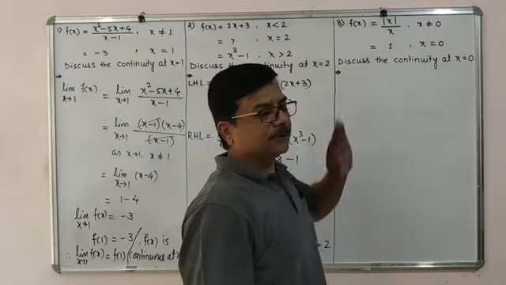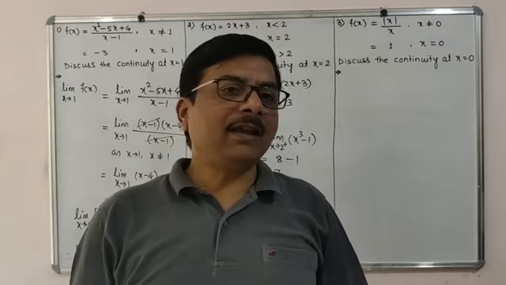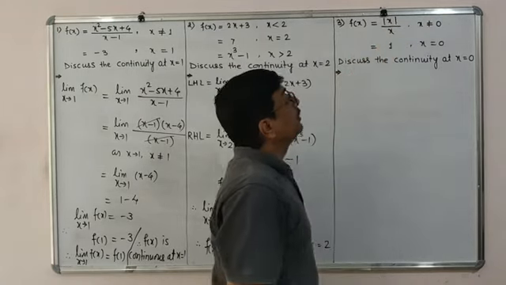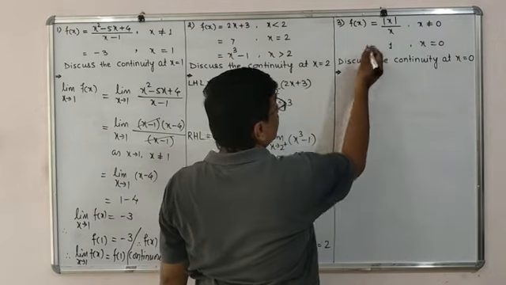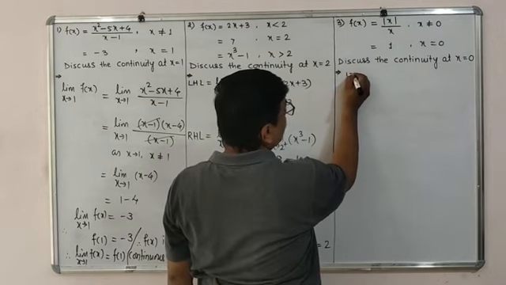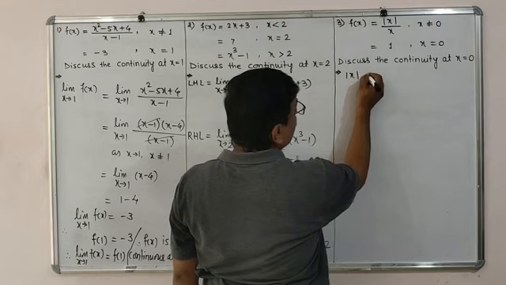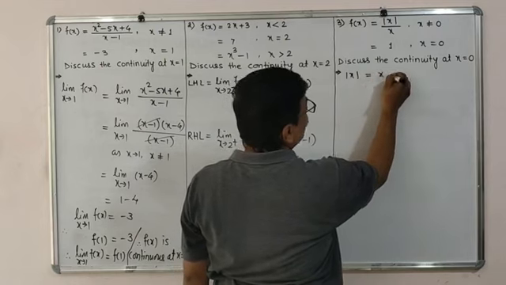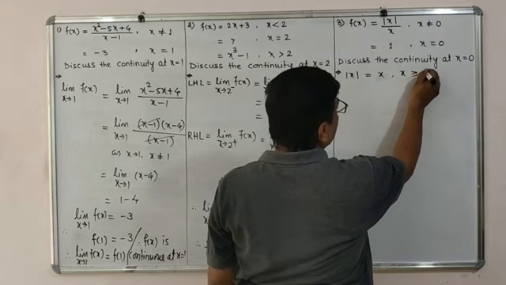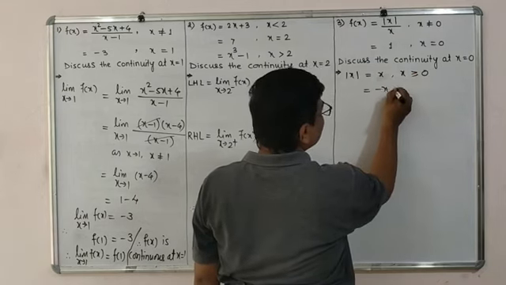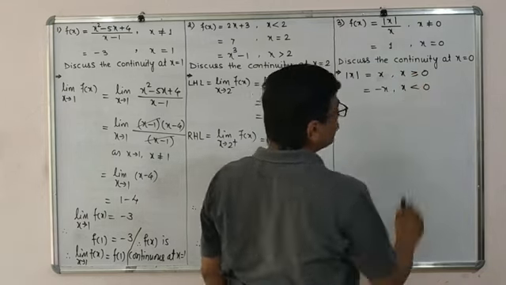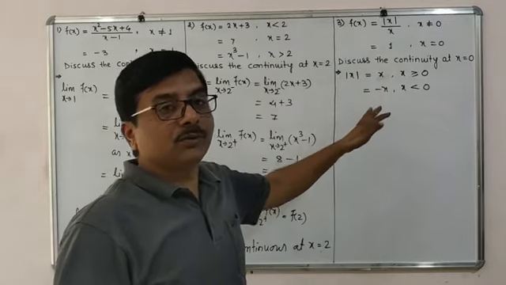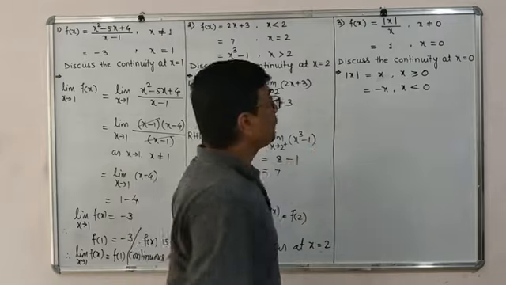Now look at this function. Here the mod function is in the function, so first of all we have to remember that we know that mod x is equal to x for x greater than or equal to 0, and it is minus x for x less than 0. Means when x is negative, to make it positive it is minus x.